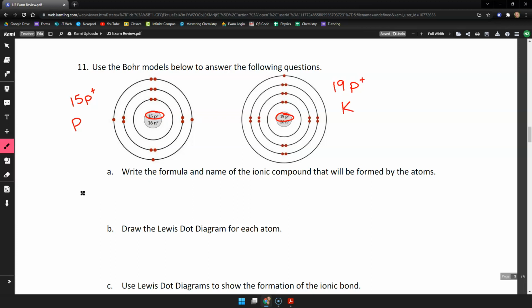All right, so write the formula and the name of the ionic compound that will be formed. So we have potassium, K, that's going to be our cation. It's a +1 charge. Phosphorus, P, is a -3 charge. So we'll need 3 potassiums. So this will be K, 3, P, and it's going to be potassium. Okay, this is phosphorus, so we'll change the ending to phosphide.